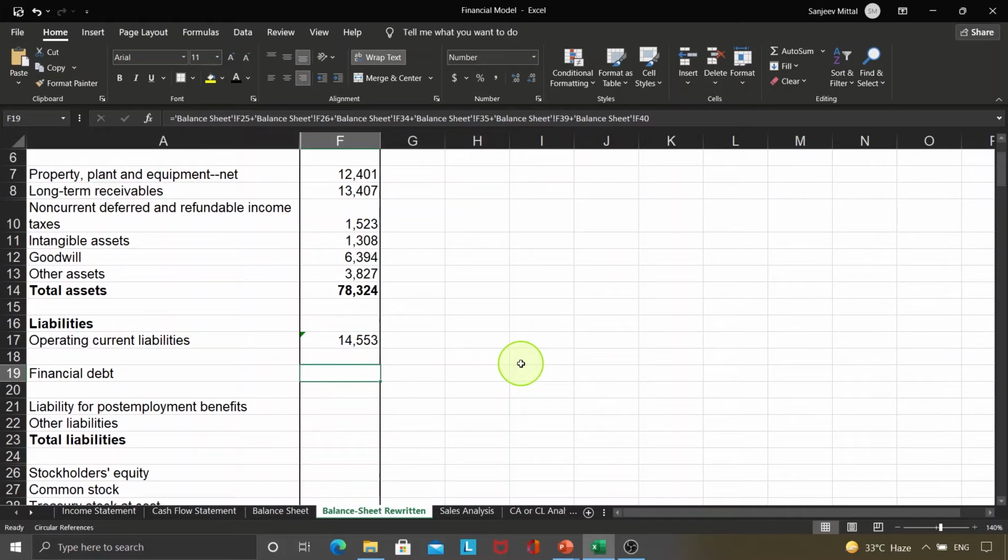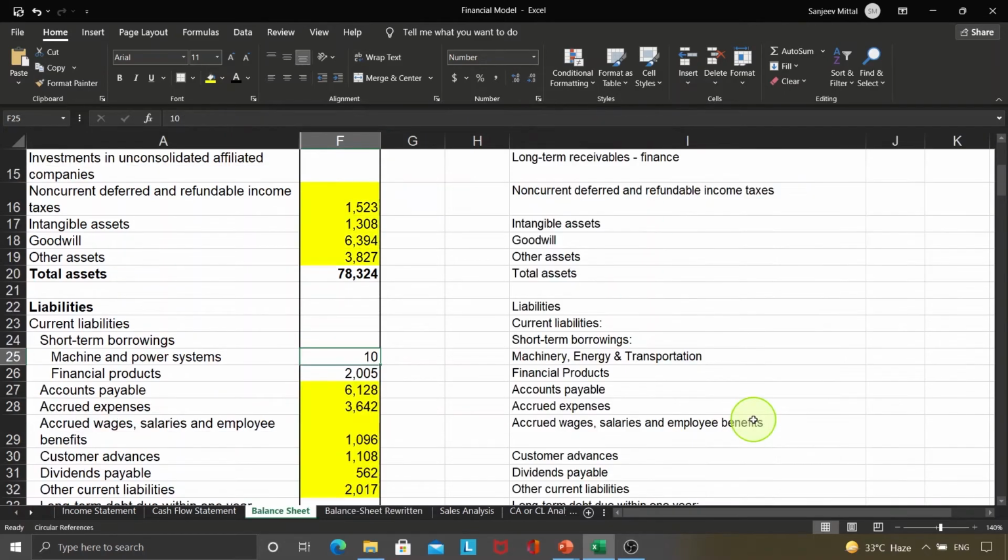Now, inside the financial debt, you can simply see that there are a lot of items I have written. The financial debt includes all your short-term debts and your long-term debts. So you can see I have selected F25, F26, F34, F35, F39 and F40. So let's go to our balance sheet and see those numbers. So you see that there is short-term borrowings related to machine and power systems and then financial products. So this also is a category of our financial debt.